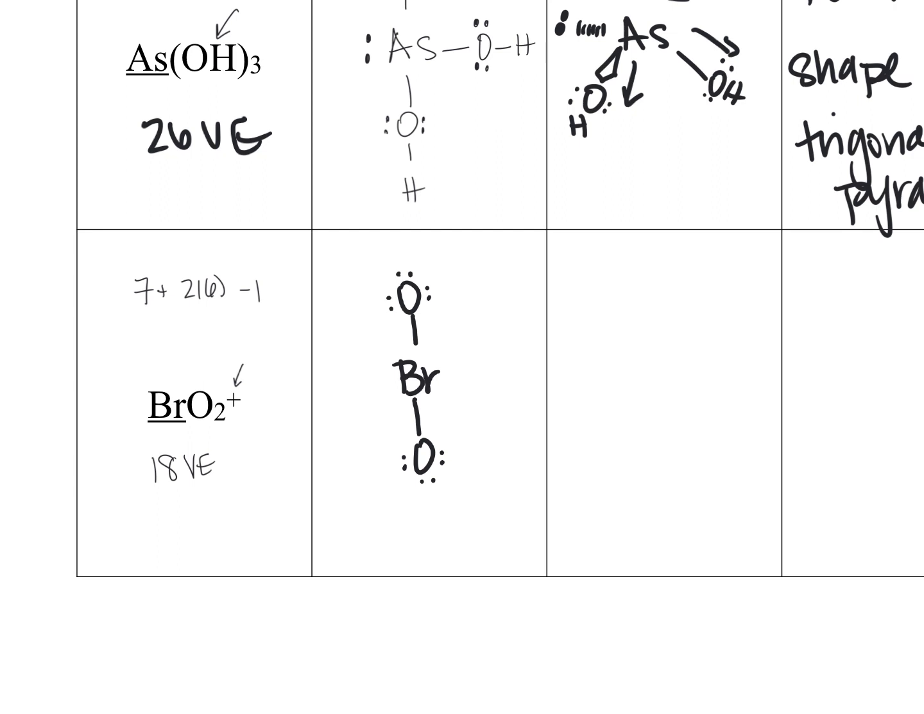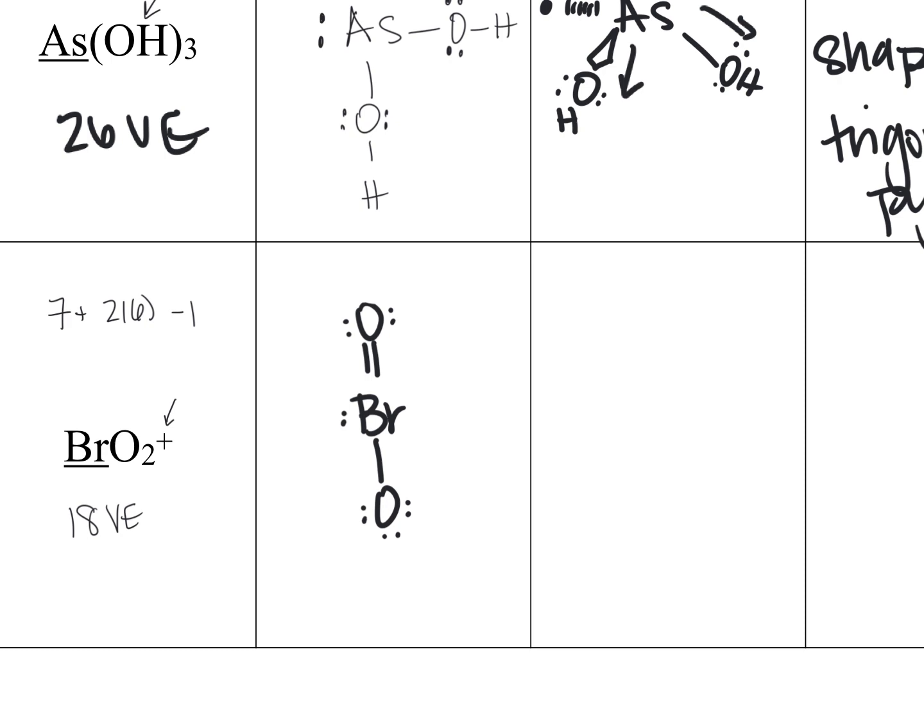So now we have used 16. Now we have 18 electrons. And so we need to give bromine octet. The way we're going to be able to do that is we are going to remove these 2 electrons from here and give a double bond. So now we need to look at formal charges. So bromine has 2, 4, 6, 8 electrons, as do both oxygens.